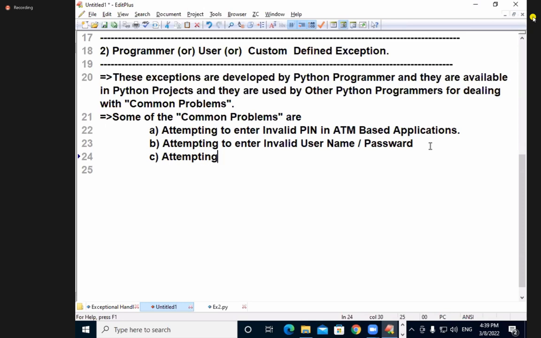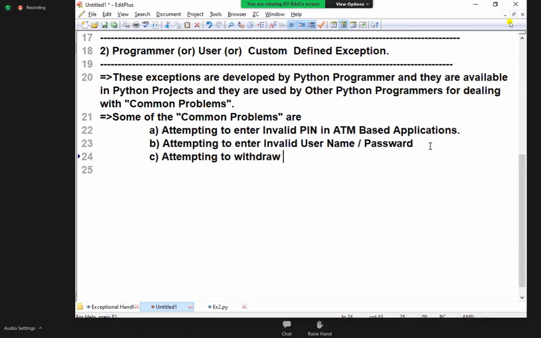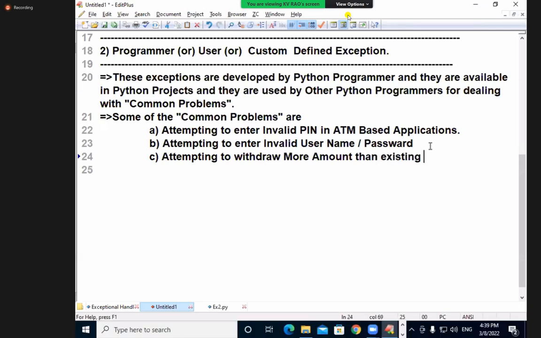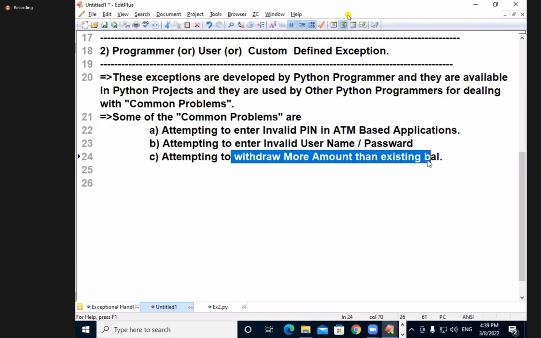Attempting to withdraw more amount than existing balance. More amount than what? Existing balance. Then what will happen? Attempting to withdraw more amount than existing balance. Exception.